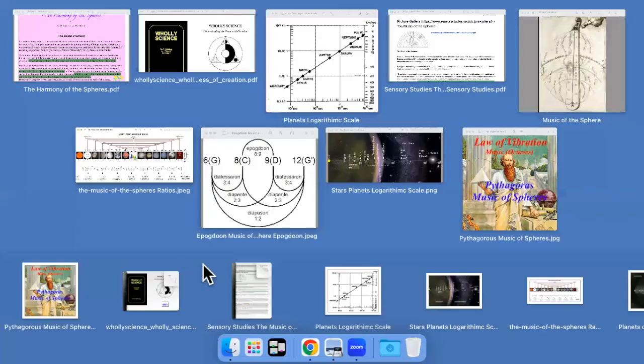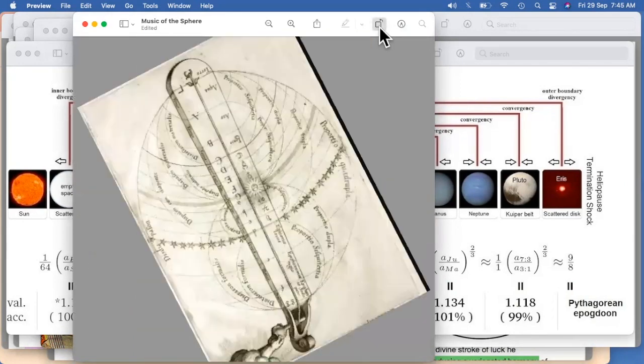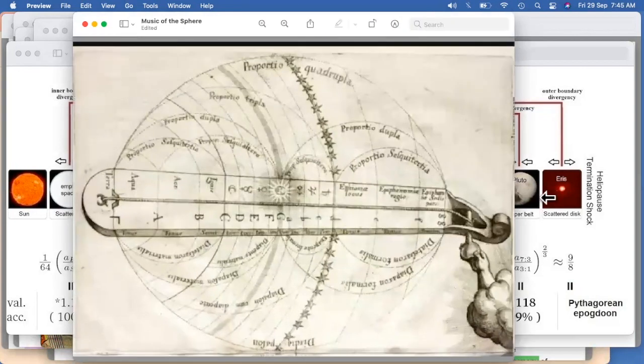Let's come back to the music of the spheres. So this is the music of the sphere. This was something derived by Pythagoras. So probably I'll do one thing. Yeah, this looks better for us to understand.